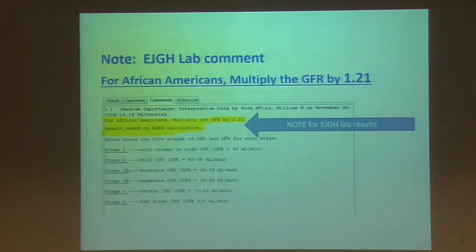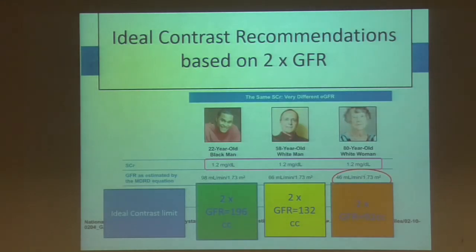In the comment section of our lab, if you click on that comment tab, there's an important modifier here for African Americans. You need to multiply the lab value times 1.21. So that's on the sign for the cath lab nurses to do as well in the case of an African American patient. And so here's back to our patients who all come in with a creatinine of 1.2. But this gentleman's contrast, 2 times his ideal contrast, would be limited to 196. For the 58-year-old white man, 132. And for our 80-year-old woman with a GFR of 46, we want to plan a procedure with 92 cc's of contrast.